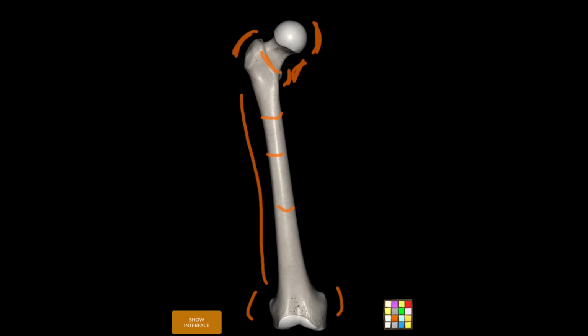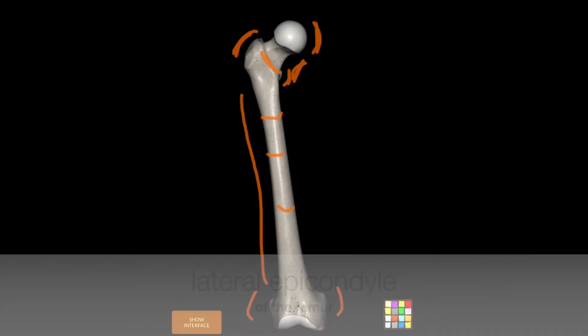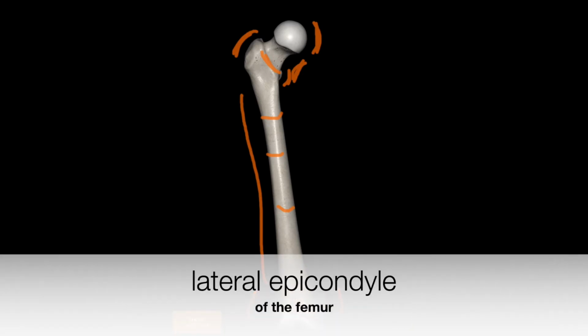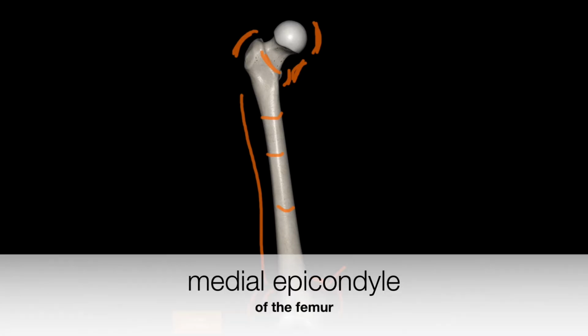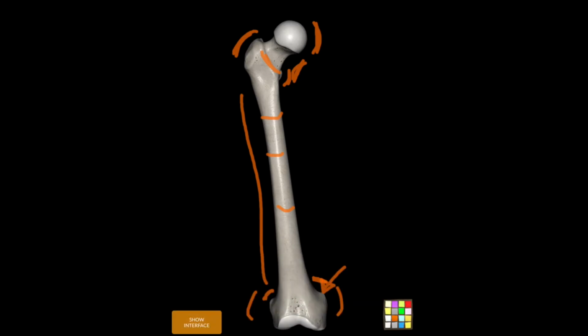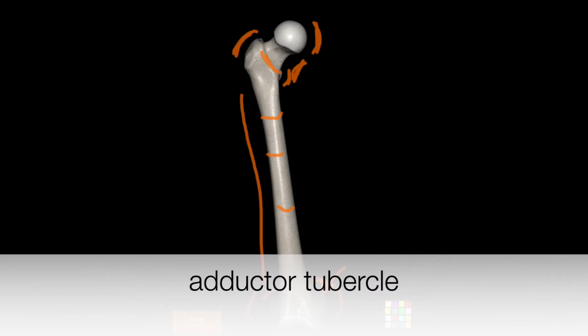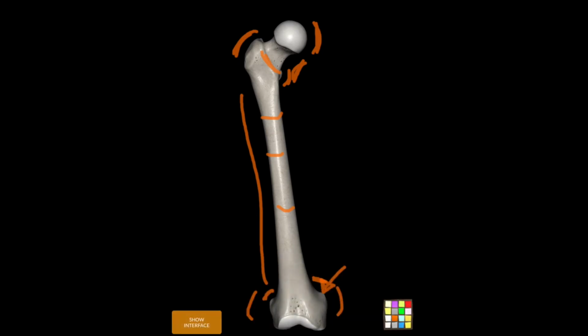Distally, it expands out into epicondyles. There's a lateral epicondyle here and a medial epicondyle here. The medial epicondyle features a tubercle, which is the adductor tubercle. That's for the attachment of the hamstring part of adductor magnus. That's the part whose fibers descend almost vertically down from the ischiopubic ramus.